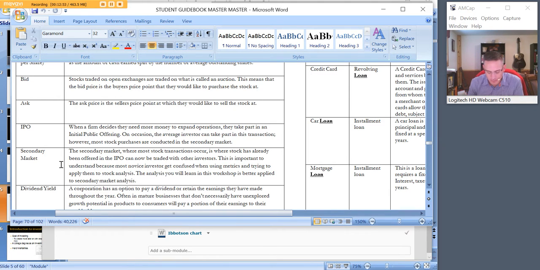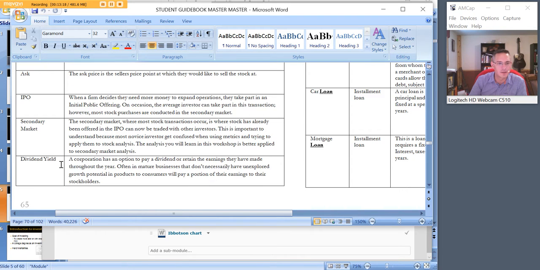The secondary market, where most stock transactions occur, is where stocks that have already been offered in the initial public offering can now be traded with other investors. This is important to understand because most novice investors get confused when using metrics and trying to apply them to stock analysis. The analysis we're going to talk about in this class is better applied to secondary market analysis. So that's what we're going to get into.